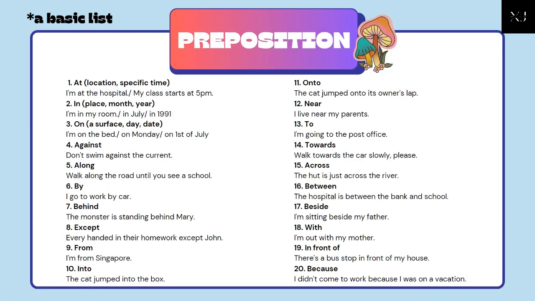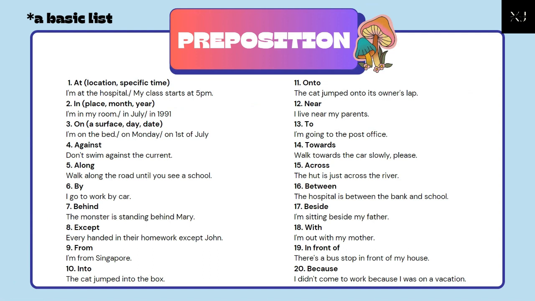Here is another basic list of prepositions. Prepositions, for me, I feel like it's very simple to remember. Basically, we are talking about the location of a place. Okay? Alright, so let's move on. Alright, so for the first one, we have at. At, you can use it for being at a location or at a specific time. I'm at the hospital. My class starts at 5 p.m.